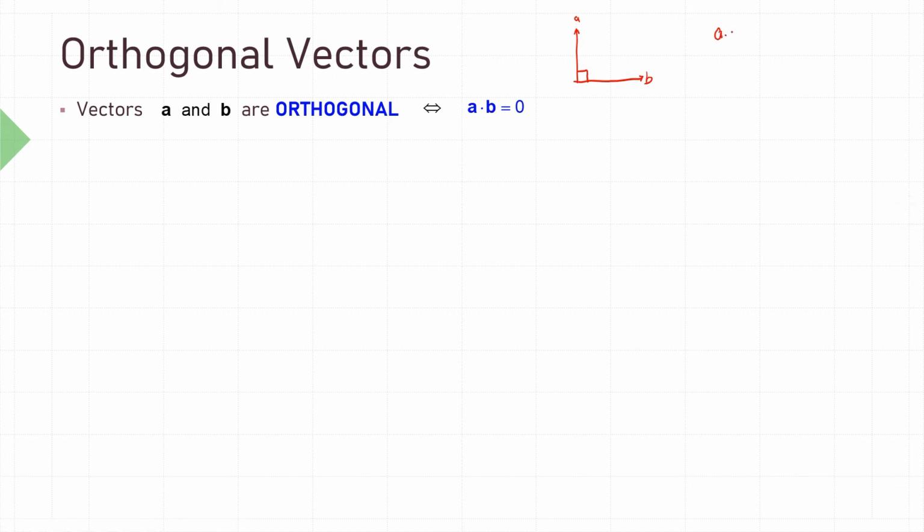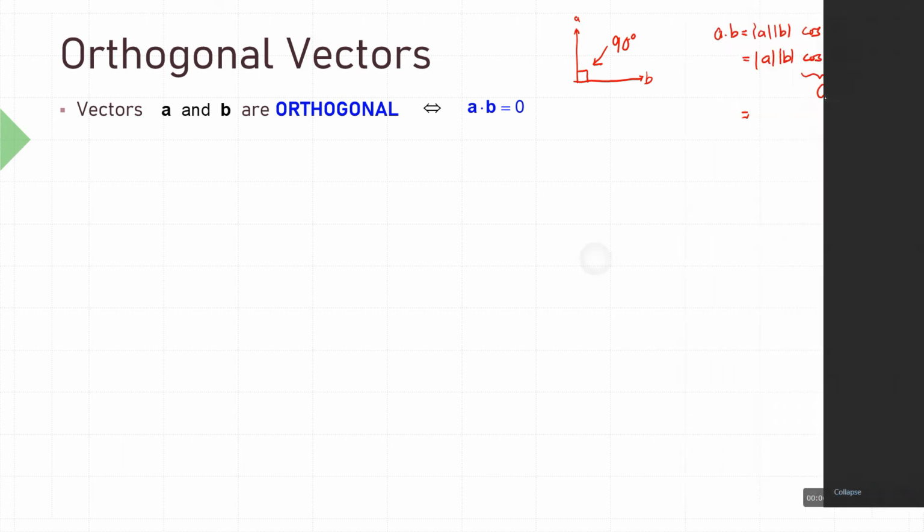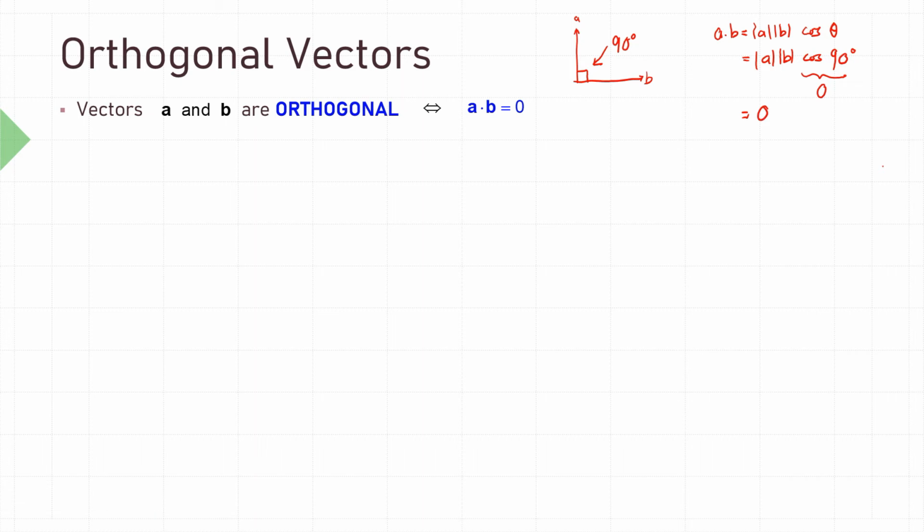Why? Because initially we have A dot B equal to magnitude of A multiplied with magnitude of B cos theta. But since A and B are orthogonal, this is 90 degrees. So you have magnitude of A, magnitude of B, cos of 90 degrees. Pressing your calculator, this part will become 0. So magnitude of A, magnitude of B multiplied with 0 gives 0. That's why A dot B will be equal to 0.